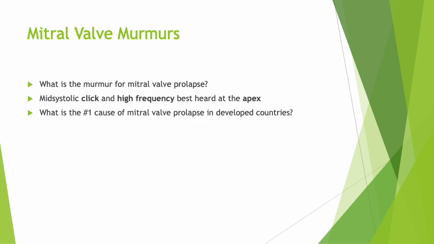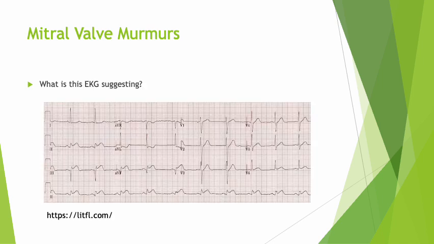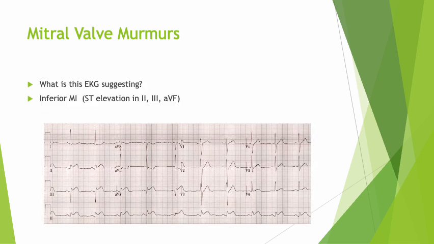What is the number one cause of mitral valve prolapse in developed countries? This one is going to be myxomatous degeneration. And then what is this EKG suggesting? This one is going to be an inferior MI. You can see here you have ST elevations in 2, 3, and aVF, as well as reciprocal ST depressions here. And this is on the topic of mitral valve murmurs, so think for a moment about what I might be referring to and why this EKG might be on the screen.